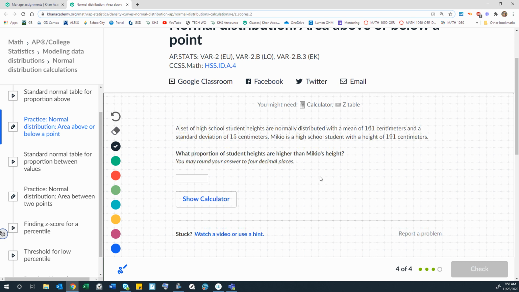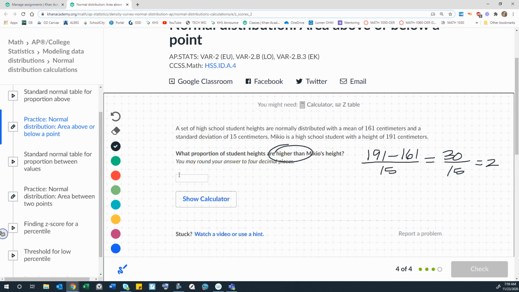Okay, here's another one that's higher. So a set of high school student heights are normally distributed with a mean of 161 centimeters, standard deviation of 15. McKeo is a high school student with a height of 191. So our data value is 191. Our average is 161. They're trying to make these numbers relatively easy to work with, aren't they? So that is a z-score of positive 2.